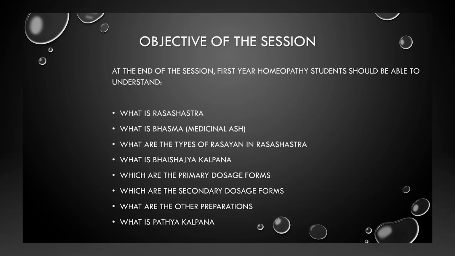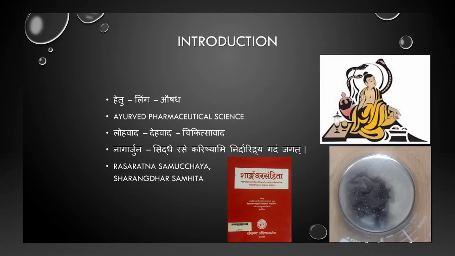Objectives. Let us see what are the specific learning objectives of the session. At the end of the session, first year homeopathy students should be able to understand what is Rasa Shastra, what is Bhasma, that is medicinal ash, what are the types of Rasayana in Rasa Shastra, what is Bhaishajya Kalpana, what are the primary dosage forms, which are the secondary dosage forms, what are the other preparations, and what is Pathya Kalpana. Let's start with the introduction.